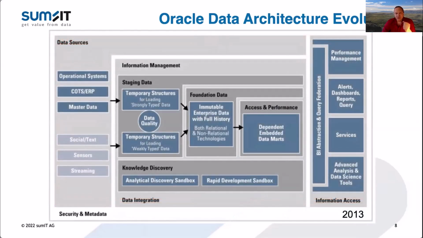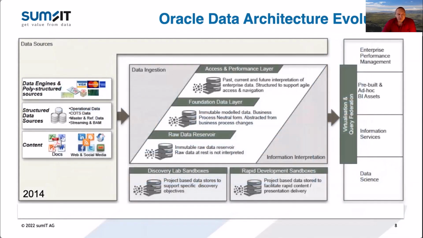And this goes on. 2013, we already talk about weakly typed data in the staging area, of weakly typed data and strongly typed data. And we have a knowledge discovery sandbox. I think that was the time when Oracle had bought Endeca. Then this whole knowledge discovery thing came along. And then 2014, the big data world was here. Now in the data ingestion middle box, we have the raw data reservoir, an immutable raw data reservoir, which basically is the object store, right? That's the big data part.